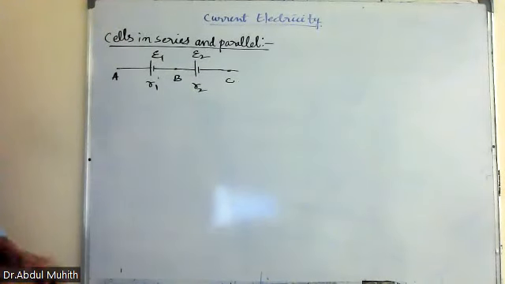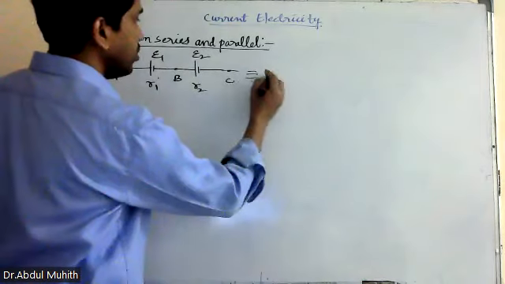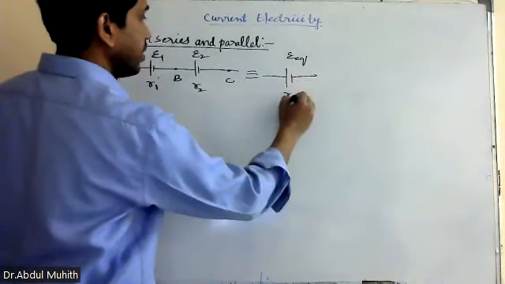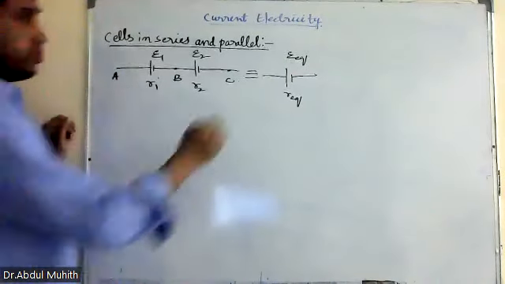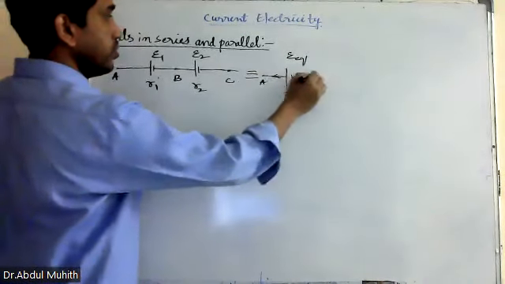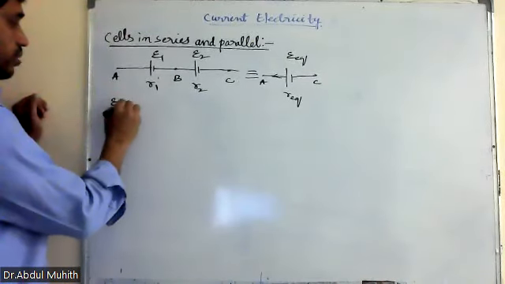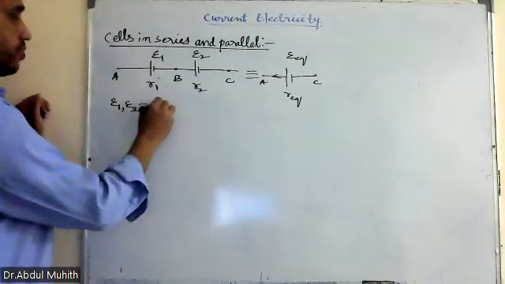So now this is equivalent to what? This is equivalent to E equivalent. I'm writing here E equivalent, and this is R equivalent. This is A, and this is C. Now here we have E1, E2. E1, E2 are the EMF of the cells.